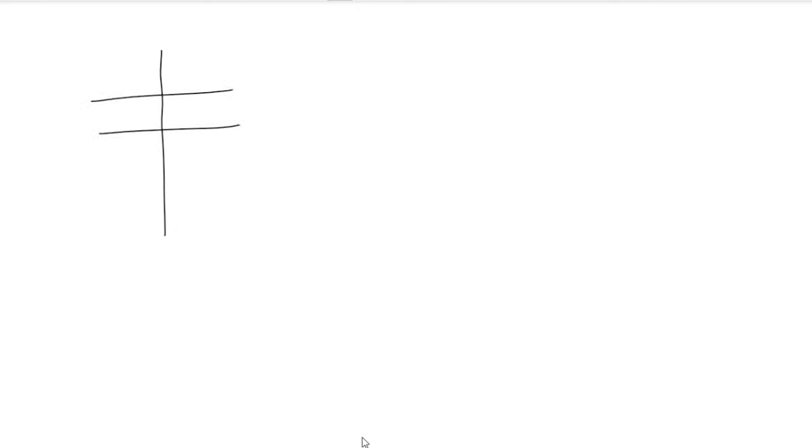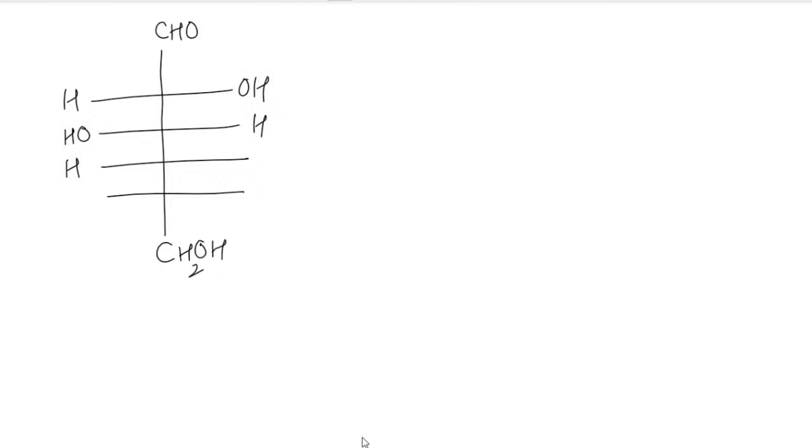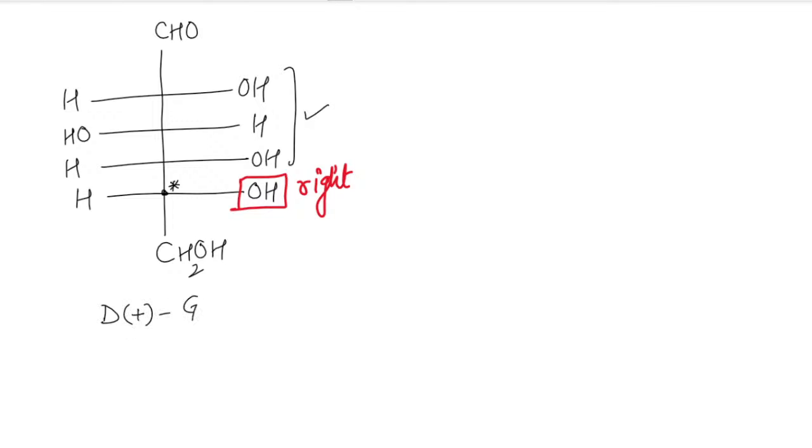See, 1, 2, 3, 4, CH2OH, CHO. See, H OH, OH H, H OH. The plus or minus has no relation with D and L; it depends on the second last carbon, the last chiral carbon. See, in the last chiral carbon, OH is on the right side. That's why it is called D. Okay, it is dextrorotatory, that is experimentally proved, nothing to do with D and L. Okay, so this is D glucose.